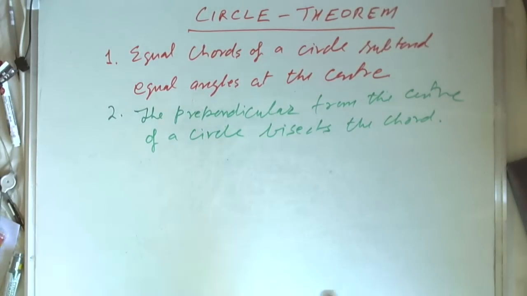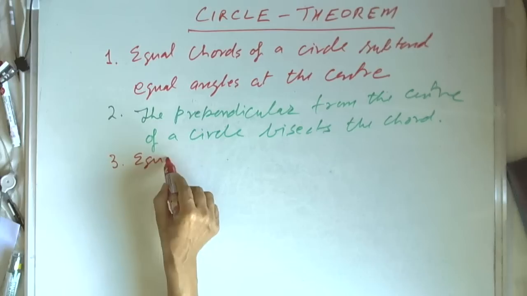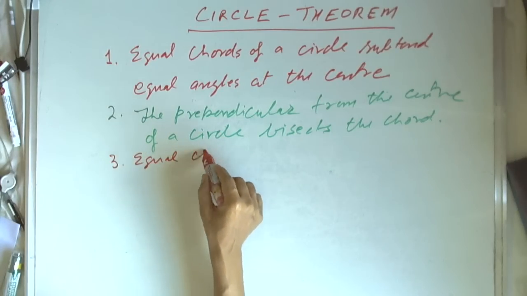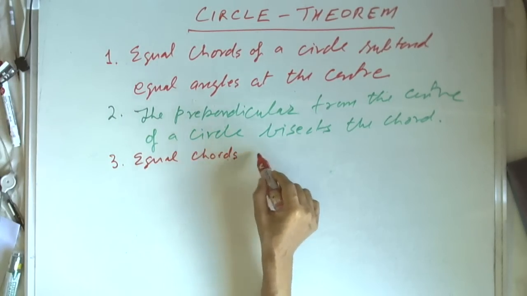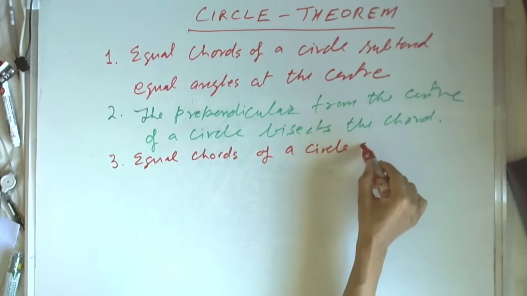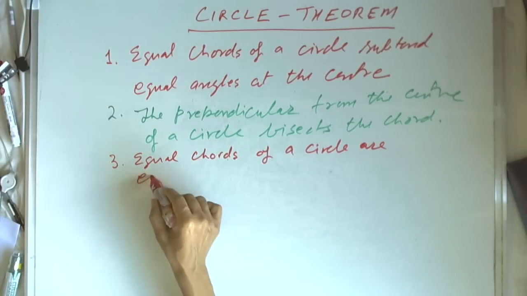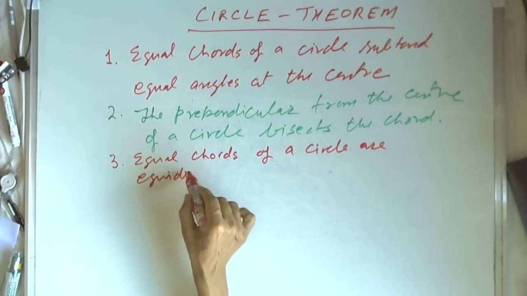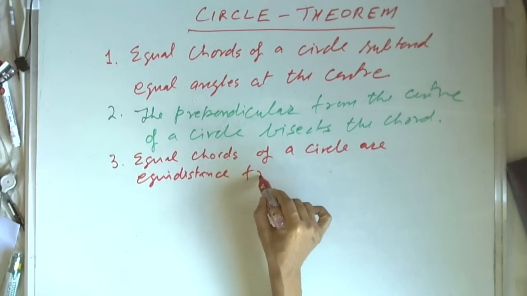Now let us look at theorems number 3 and 4. So theorem number 3 is: equal chords of a circle are equidistant from the center.